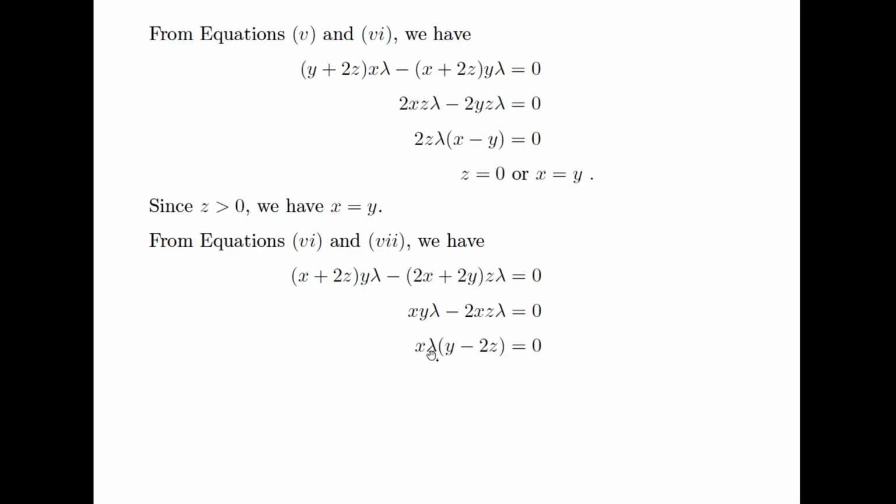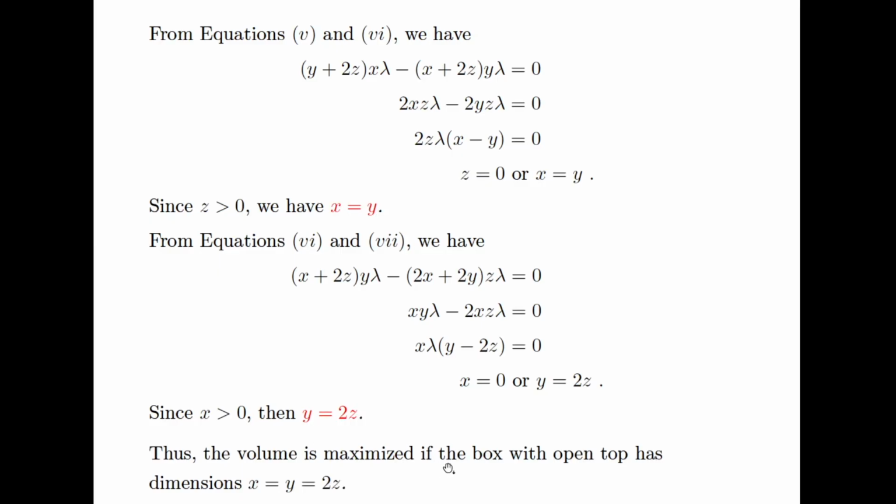Again, since lambda is non-zero, we have x is 0 or y minus 2z equals 0, which means x equals 0 or y equals 2z. Again, x is a dimension of a box, so it cannot be 0. Therefore, we take only y equals 2z. So now we have two equations, x equals y and y equals 2z. Combining these two, the volume is maximized if the box with open top has dimensions x equals y equals 2z. This means that we can replace x and y by 2z in the fourth equation.